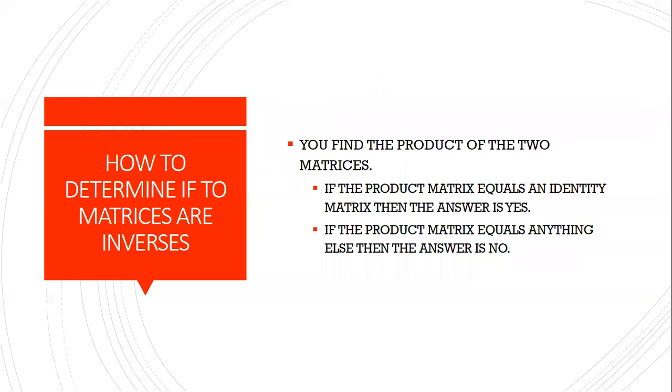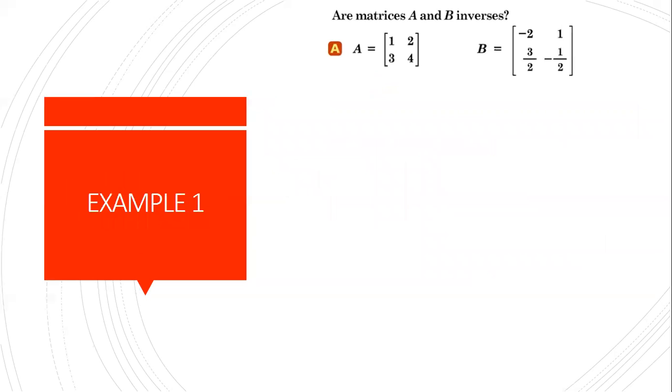This is not writing down. So how to determine if the two matrices are inverses? You're going to find the product of the two matrices. If the product matrix equals an identity, then the answer is yes. If the product matrix equals anything else, then the answer is no. Simple enough. All right, here's our example, and then we're going to write the steps that we're going to follow in the calculator.